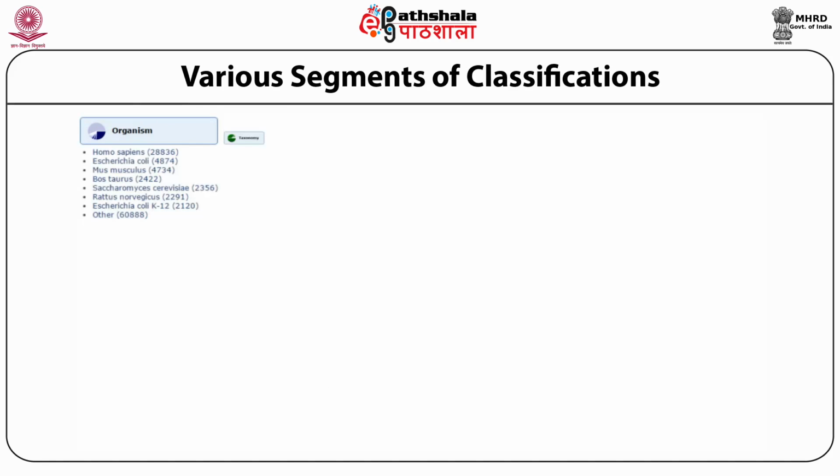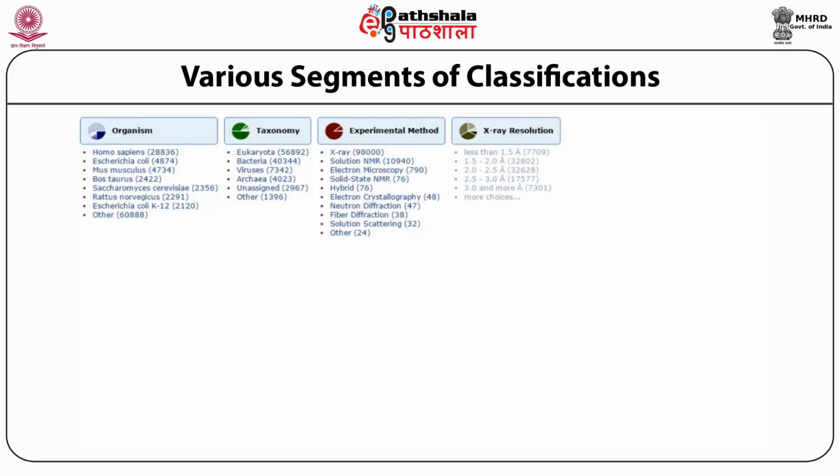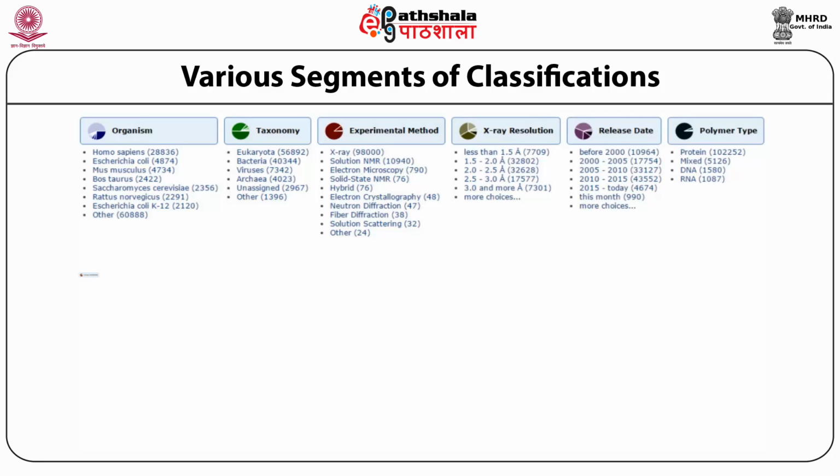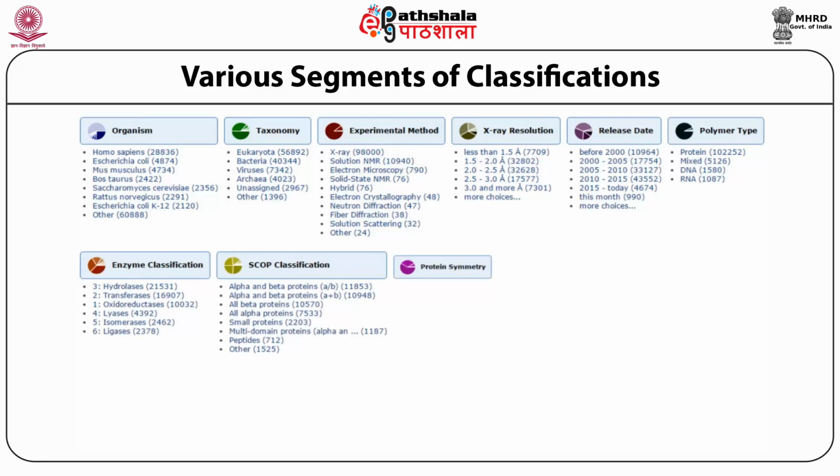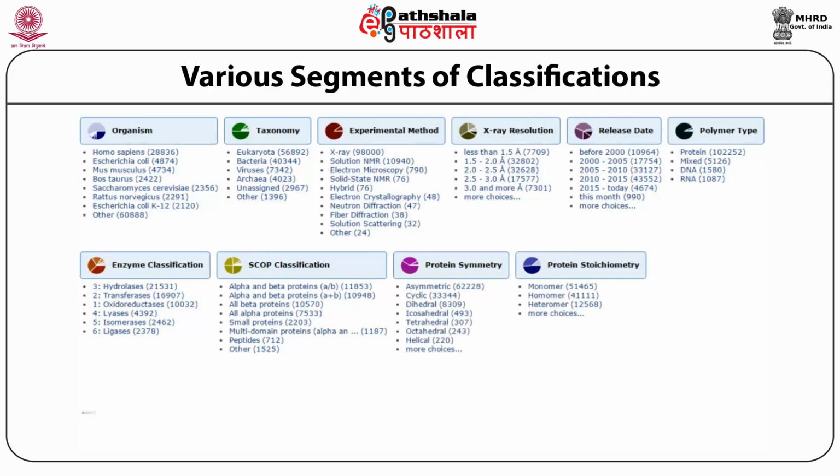Various segments of classifications are used in RCSB PDB, and some are shown here. Like the organism can be characterized, the taxonomy, what experimental method, if the data has been collected by using X-ray diffraction, then what is the resolution of the data, and the enzyme classification, the protein symmetries, if any are present, and how many membrane protein structures are deposited in the PDB. All these classifications one can go through.